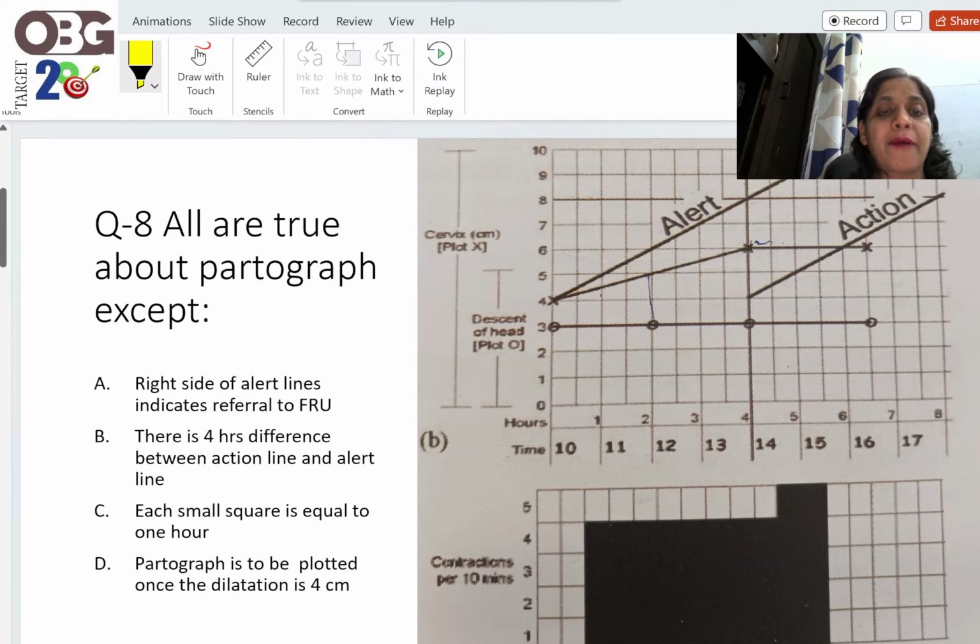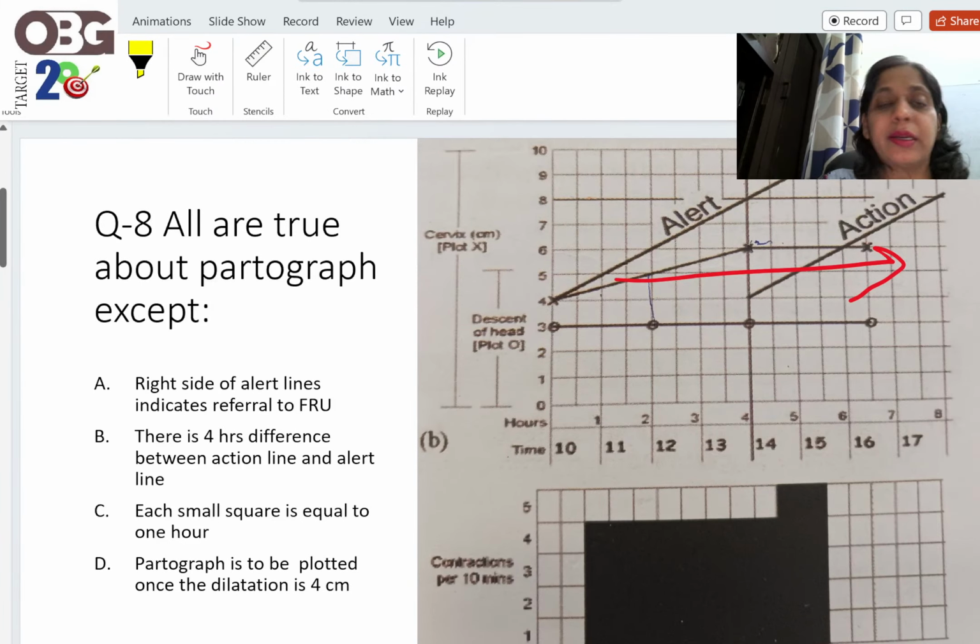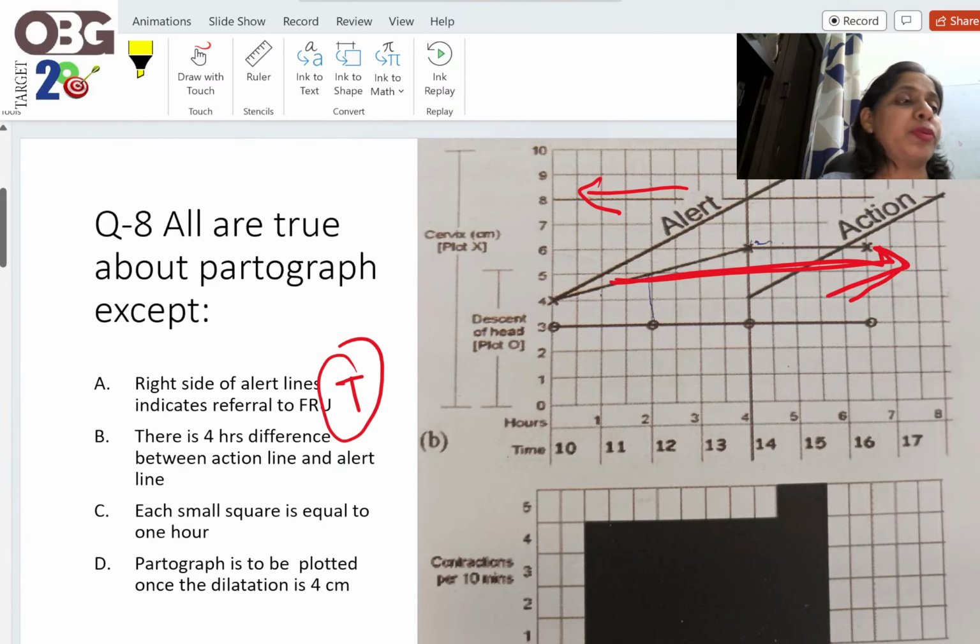Now let's see this graph. I already told you, this is not that question. Now they are just generally asking us about the partograph. So what this partograph is saying, right side of the alert line indicates referral to the FRU, first referral unit. The more we go right, our labor is getting delayed. The more we remain left to the alert line, our labor is very normal. Okay, so this is true because action has to be taken.